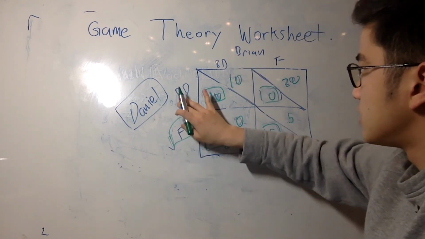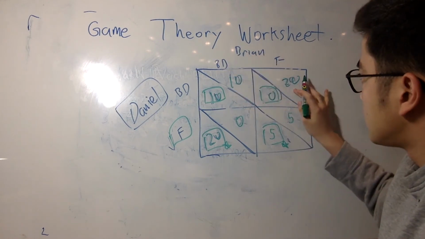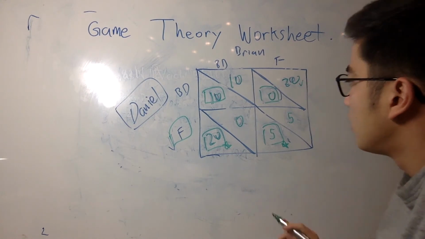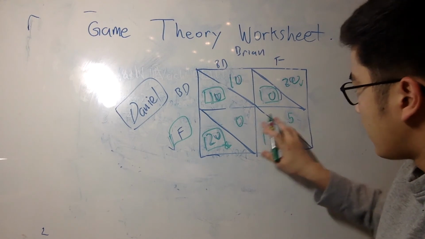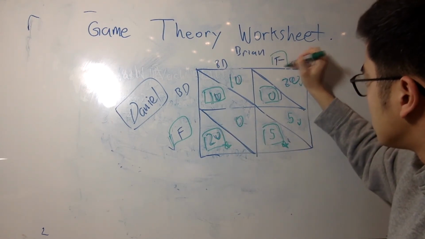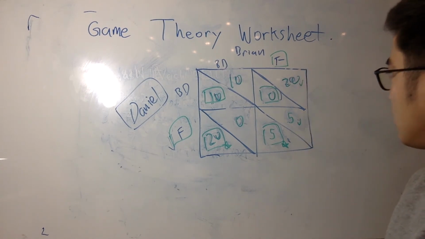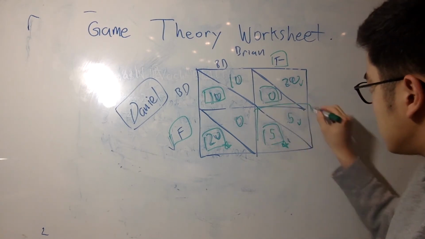If Daniel decides to back down, should Brian fight or back down? And obviously, like here, 20 is better than 10, so we put a check here. And if Daniel decides to fight, what should Brian do? Well, once again, 5 is better than nothing, so we put a check here. And once again, this should be Brian's dominant strategy. And we see that the dominant strategy for both will be to fight, so we circle this box right here.